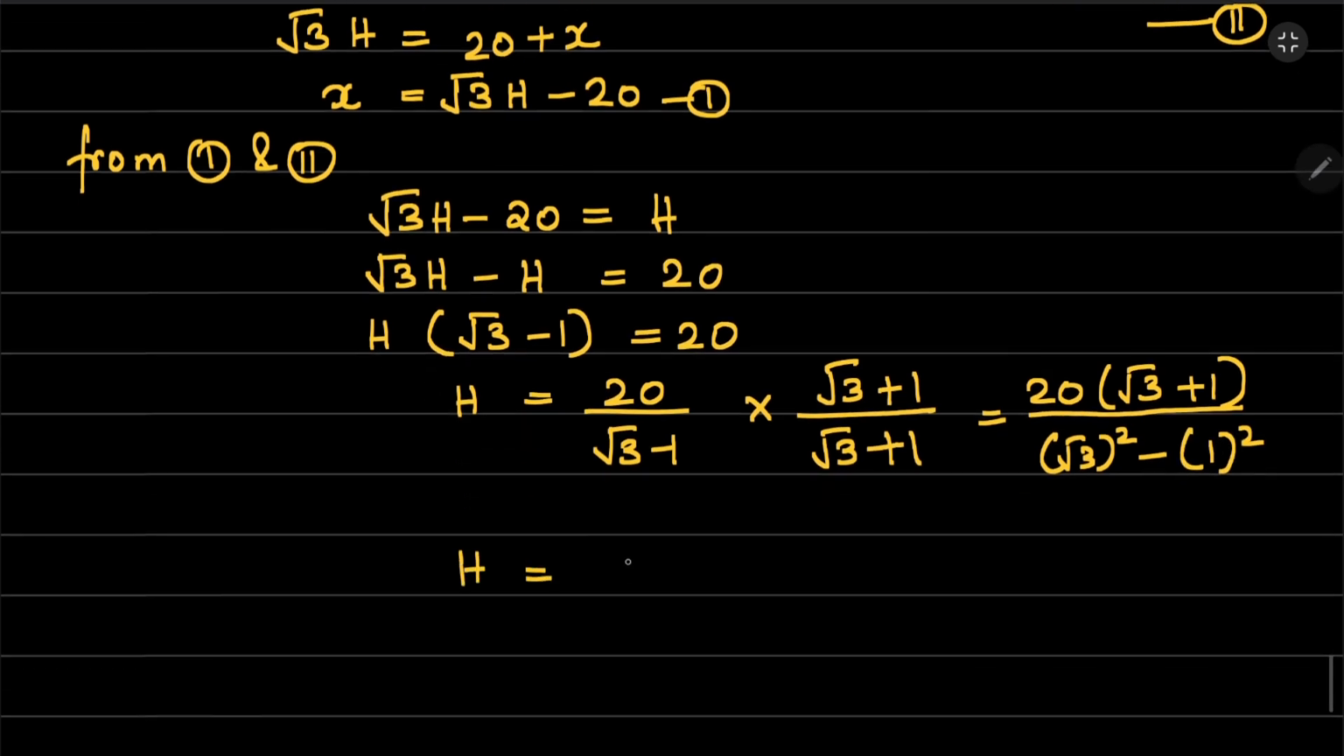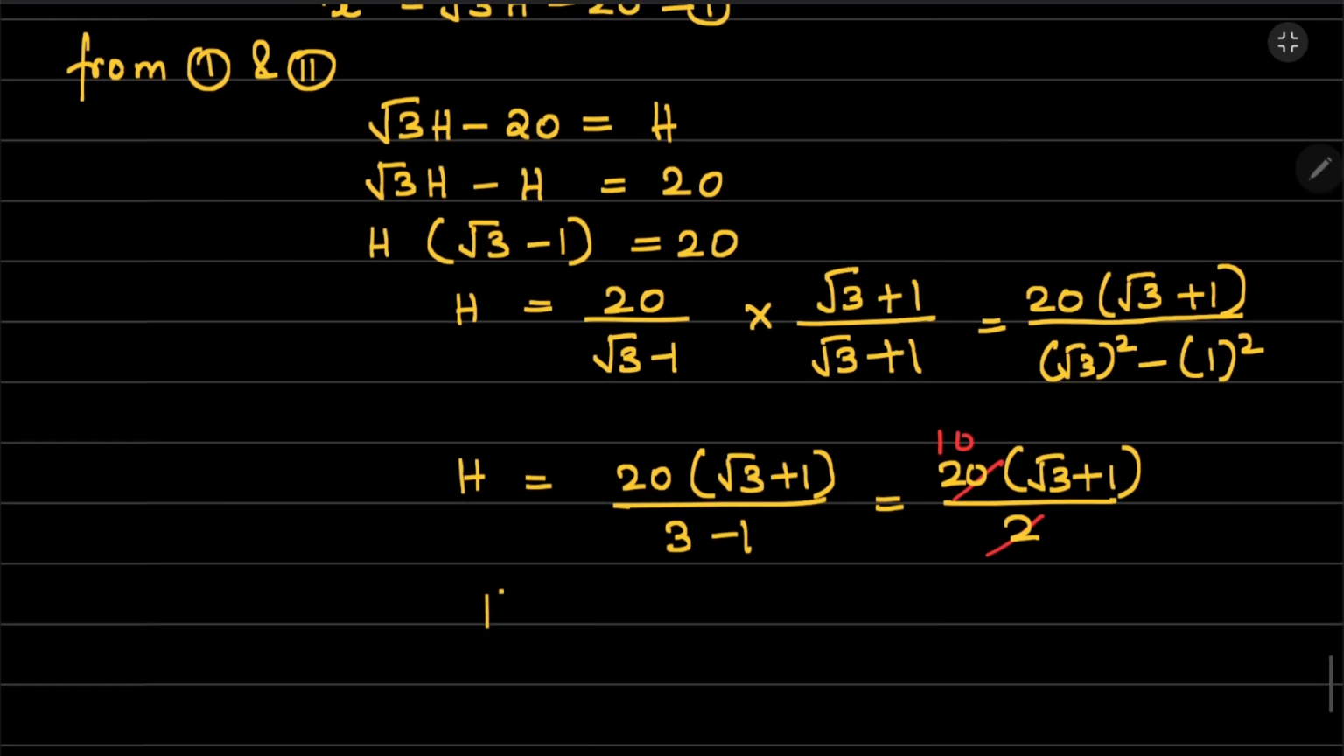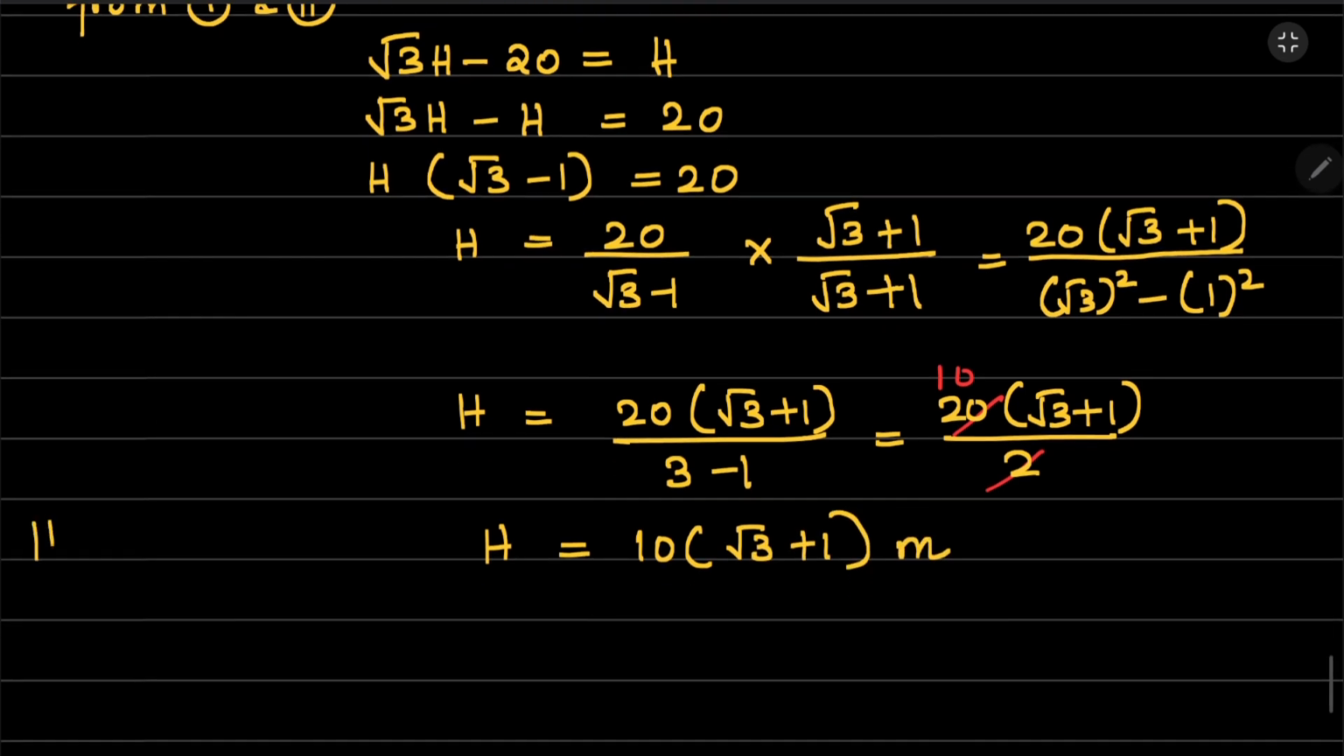So capital H, that is the height of the tower, is equal to 20 multiplied by root 3 plus 1 divided by root 3 the whole square is 3 minus 1, which is 2. So 20 multiplied by root 3 plus 1 divided by 2. So you can cancel out, 2 tens are 20. So what do you get? What is the height of the tower? It is 10 multiplied by root 3 plus 1 meters. So this is the height of the tower. Okay, that's your answer.